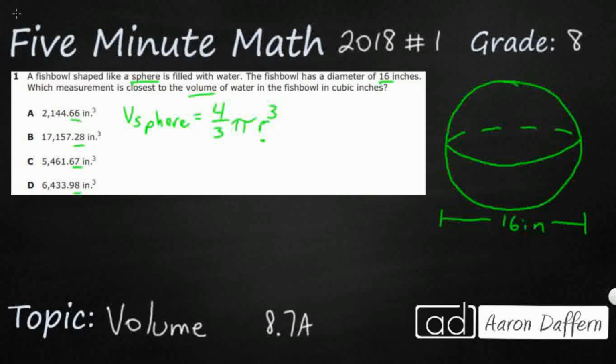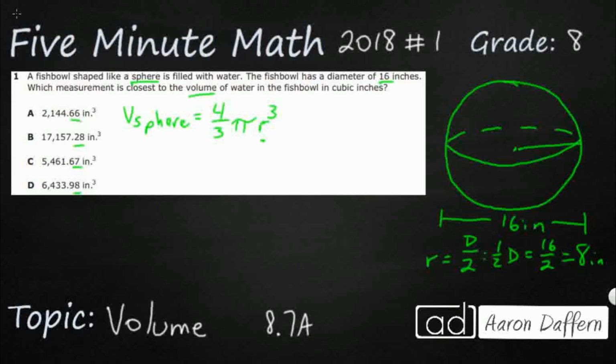Remember, the radius is from the center out to the side. The diameter is from the side to side through the center, which means if our diameter is 16, our radius is going to be half of that. So you just take your diameter, you cut it in half, or you multiply it by 1/2. Same thing. And so we're going to call that 16 over 2. So that's a little work for us, is we've got to make that 8. So our radius is 8 inches.